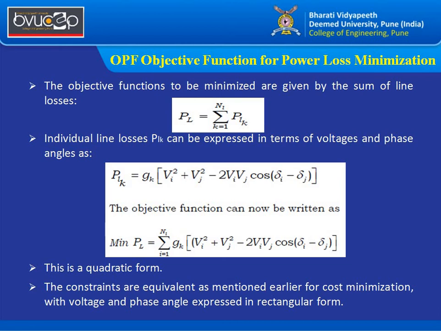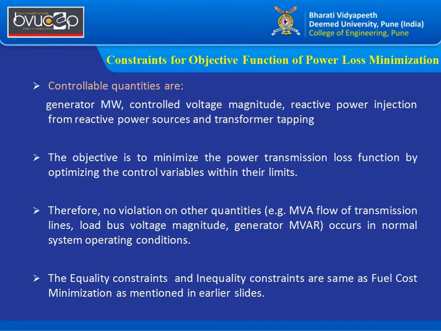So the constraints for this power loss minimization will be same as cost minimization in terms of voltage and phase angle, and it should be noted that all these values are mentioned in rectangular form. So the constraints for objective function of power loss minimization is to have the generated active power, control voltage magnitude, reactive power injection, which is coming from reactive power, and the transformer tappings. So the objective is to minimize the power transmission loss function by optimizing the control variables within their limits.